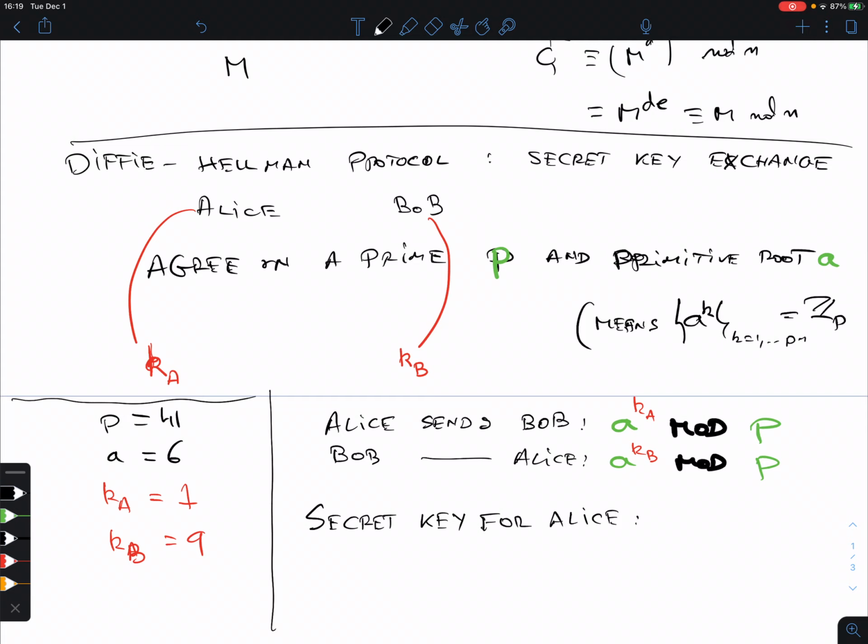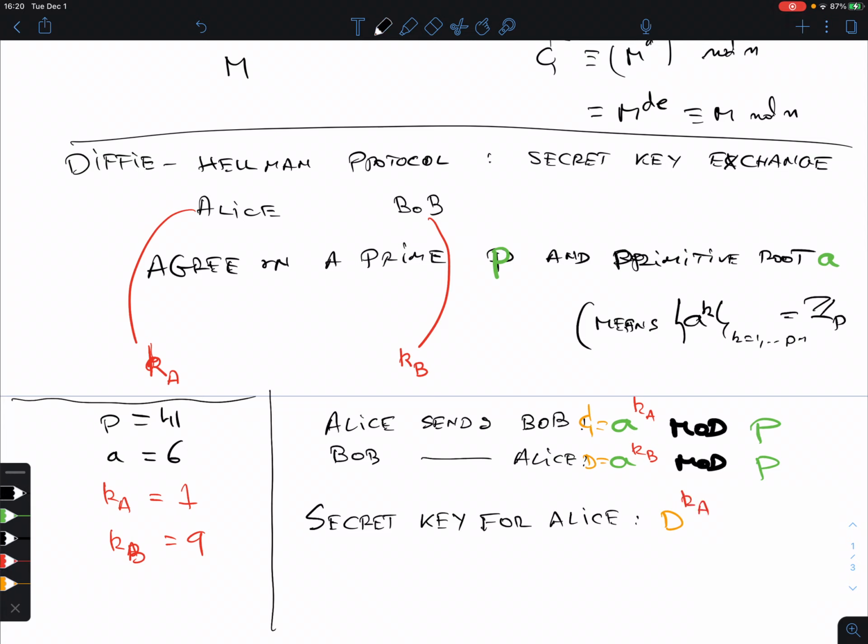So what does Alice do? She has to receive from Bob this. So let's give these names to it. Let's call this C, and let's call this D. I'm going to give them names C and D. So what has Alice received? Alice has received the number D. She takes D and raises it to her exponent.